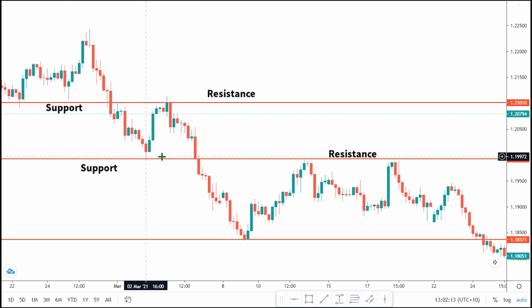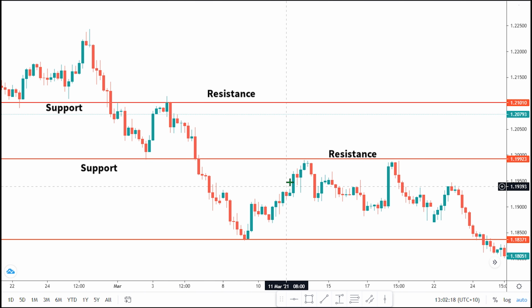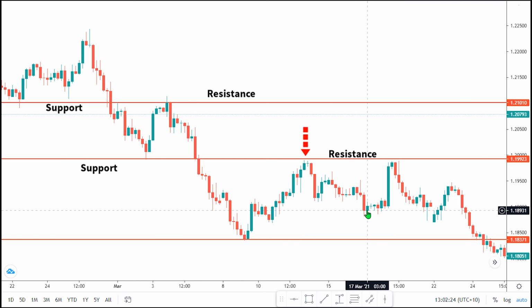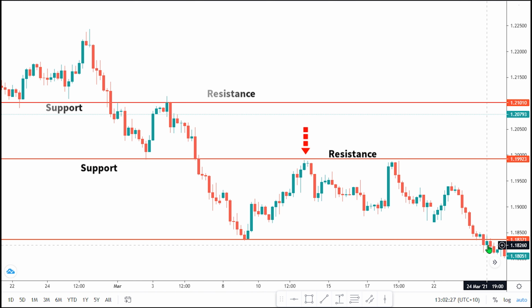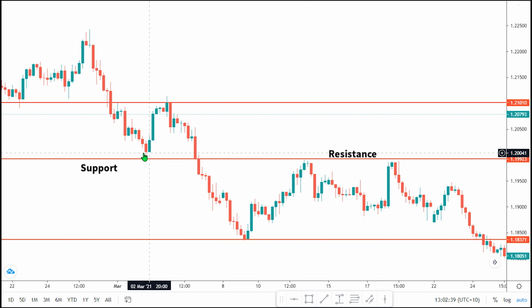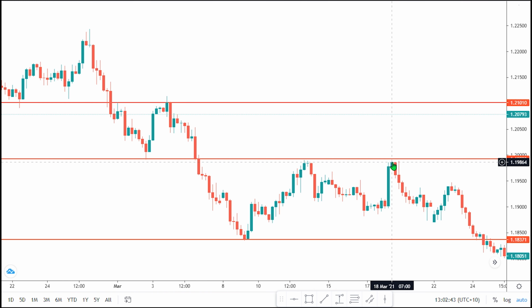Price broke the support level here, and there was a pullback to the key level structure. What happened next? Price was rejected into a more bearish trend, which means the previous support level here is now a new resistance level for price.